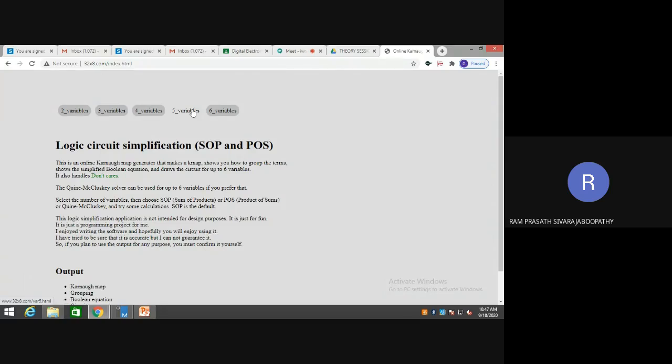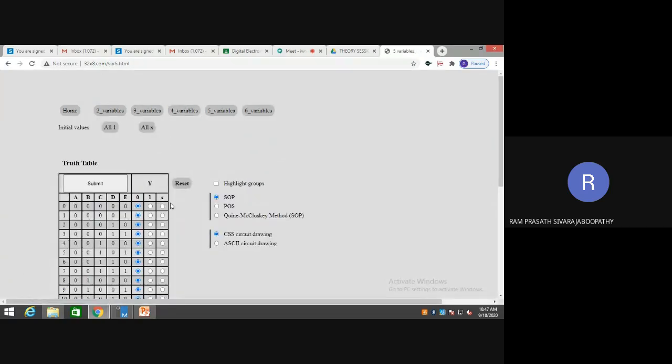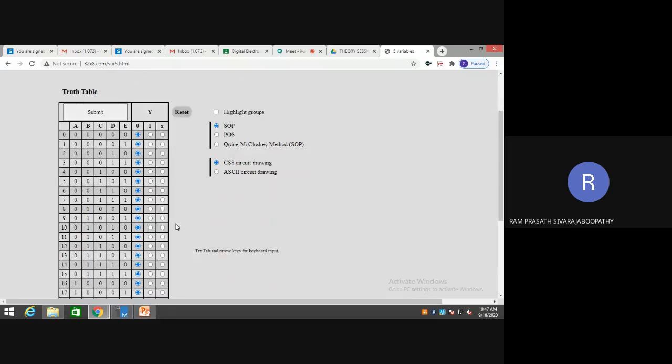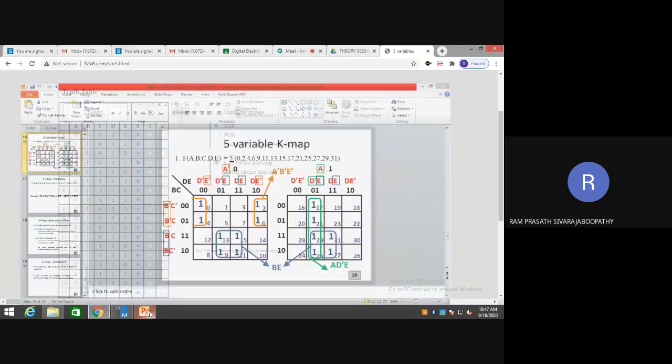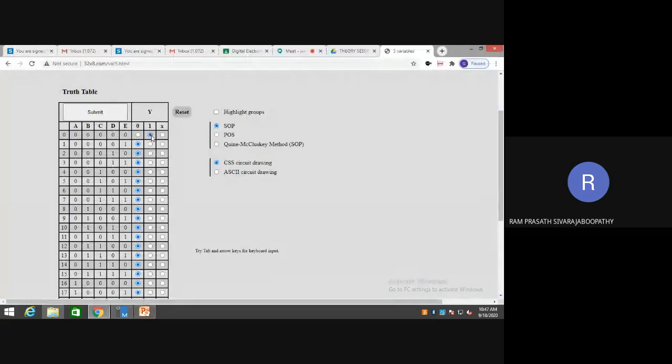Is the screen visible for all of you? Yes. Okay, so the 5 variable is clicked. Look at which min terms have been given to us in the question: 0, 2, 4, 6, 9. So for 0 what do we do? 1. For 2, we put 1. 4, 6, 9. Then see what other terms are there.